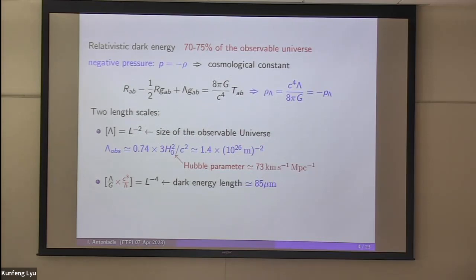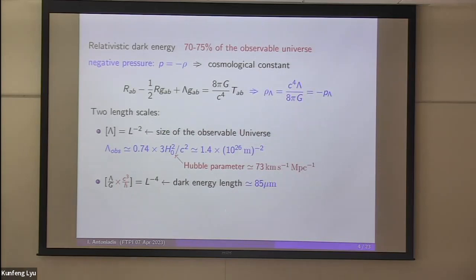On the other hand, if we want to interpret it as a dark energy, we have to put it on the other side, and then what corresponds to an energy, we have to divide by Newton's constant. But then, in order to infer a length, we have to use the Planck constant, h bar, and we infer what we usually call the dark energy length, which is 85 micrometers. It's much smaller than the size of the universe.